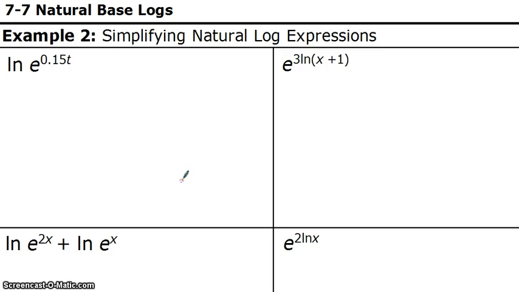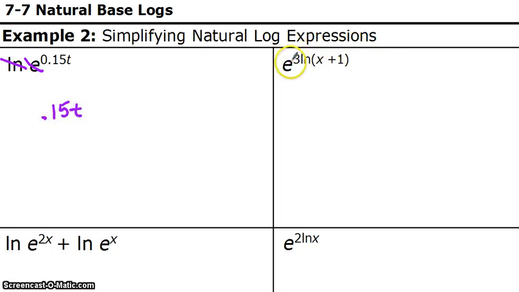All right, this page we're going to take a look at some of the properties. Okay, so we just used a couple of these when we solved these equations, but right here, ln and e. Okay, if those two are opposites of each other, so they cancel each other out, leaves you with 0.15t.